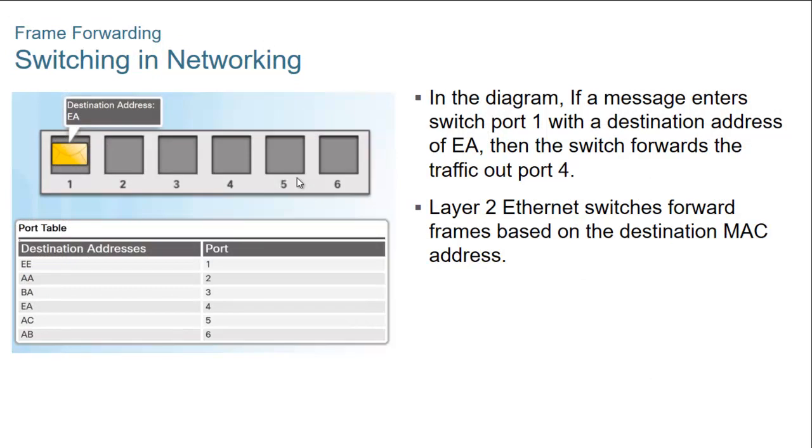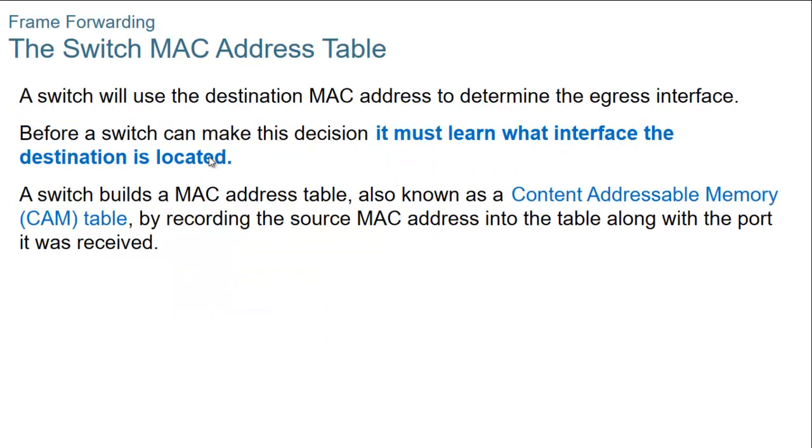In this diagram, if a message enters switch port 1 with the destination address of EA, then the switch forwards the traffic out of port 4. So it will look up its table. EA is at port 4, so this frame will be sent out of port 4. Layer 2 Ethernet switches forward frames based on the destination MAC address. A switch will use the destination MAC address to determine the egress interface, the interface that is exiting.